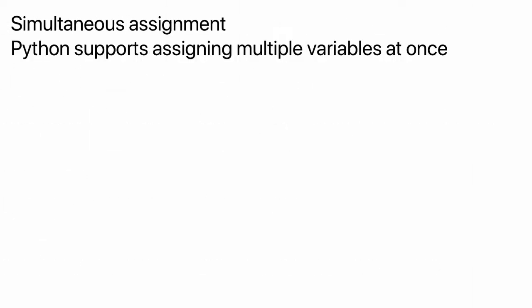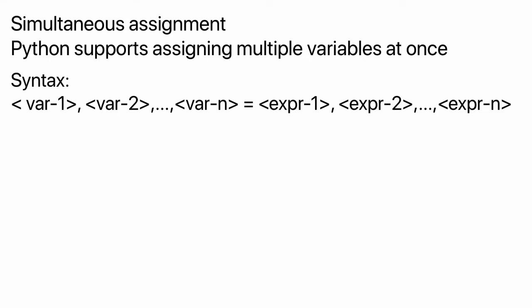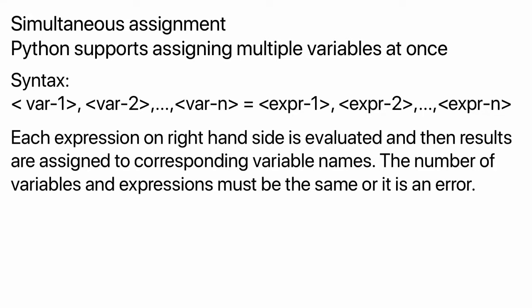Python supports assigning multiple variables at once. The syntax for this is variable 1, variable 2, and so on, up through variable n, equals expression 1, expression 2, and so on, up to expression n. Each expression on the right-hand side is evaluated, and then the results are assigned to the corresponding variable names. The number of variables and expressions must be the same, or it is an error.